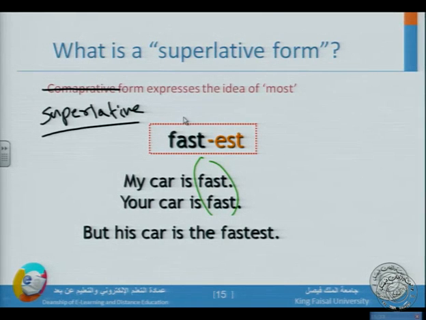While in comparative we compare only two things or two persons or two places and so on. Okay? While with the superlative form we compare more than three things.